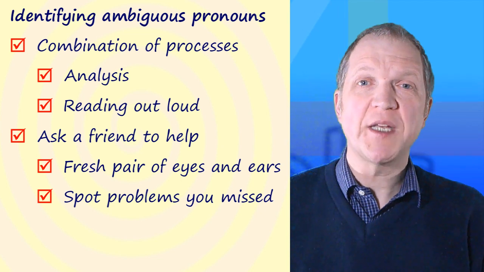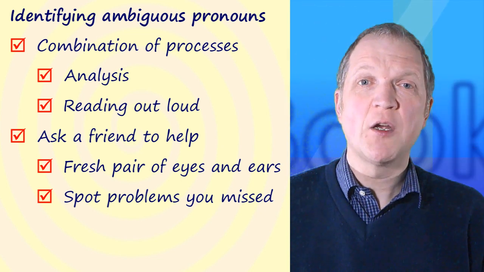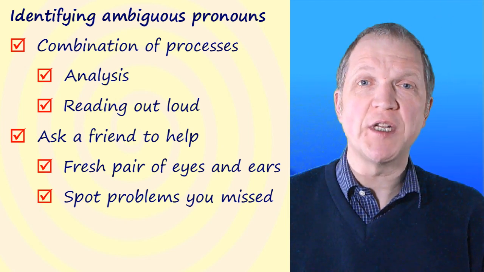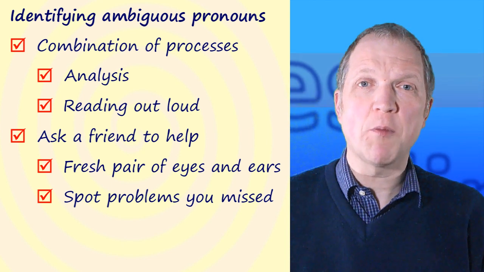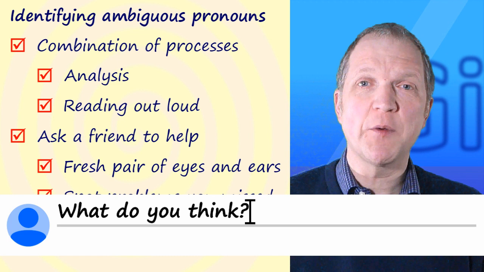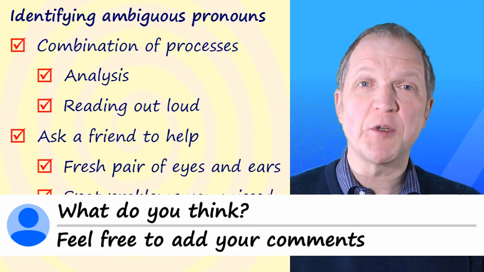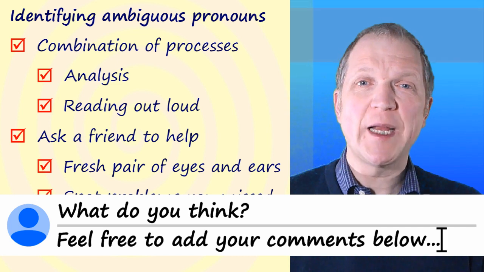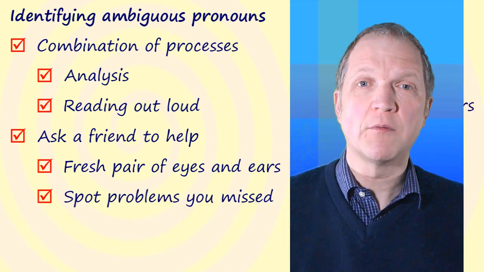Ultimately, it's often best to combine analysing your text with reading it out loud. If you're still in doubt, ask a friend to read it for you. Sometimes a fresh pair of eyes and ears will spot problems that you might have missed. Can you think of other ways to spot ambiguous pronouns? Do you have a preference between reading text out loud or analysing it on the page? If so, please feel free to add your comments below.